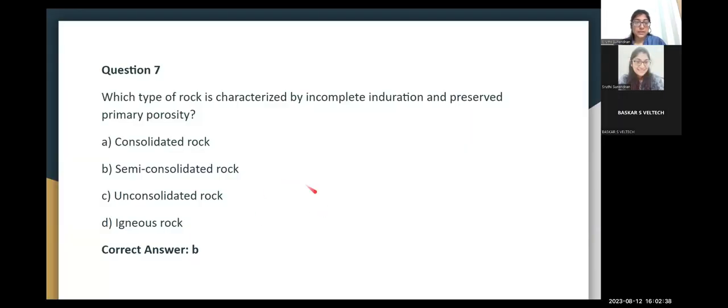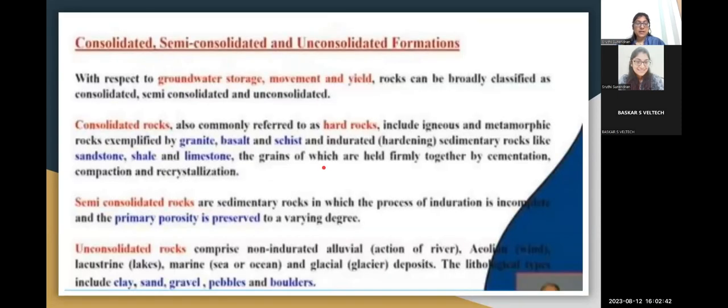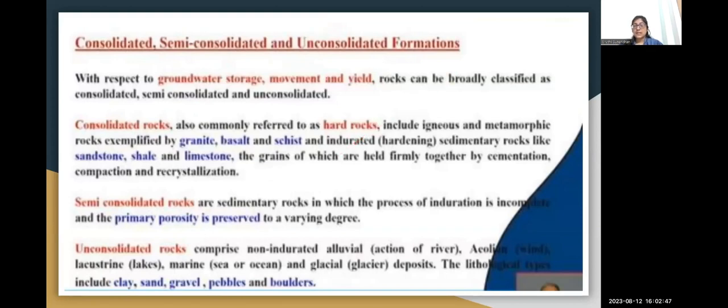Yeah, so we were discussing consolidated, semi-consolidated, and unconsolidated rocks. Consolidated rocks are majorly igneous rocks and metamorphic rocks. While forming, they are cemented together by hardening. Induration is nothing but the hardening process, and they are very firmly cemented together during their formation.